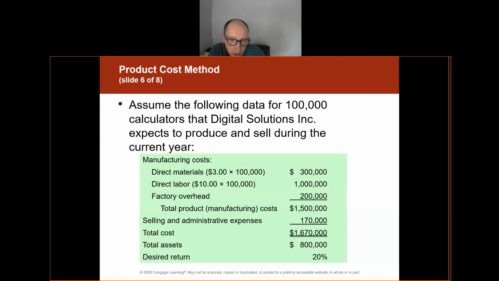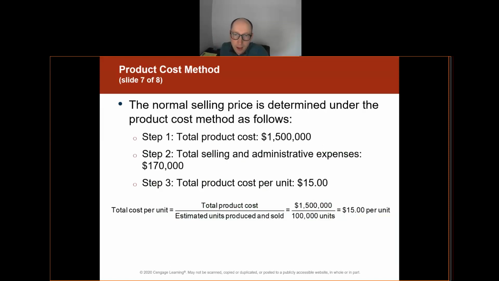So here's an example. We have direct materials, direct labor, factory overhead. Total product cost $1,500,000. Selling administrative expenses $170,000. Giving us total cost of $1,670,000. Our total assets are $800,000. And our desired return is 20%. How do we find our sales price? First thing we do, step 1, product cost $1,500,000 given to us. Selling administrative expenses, step 2, $170,000. That was given to us. Step 3, product cost per unit, $15 per unit. That was also given to us.